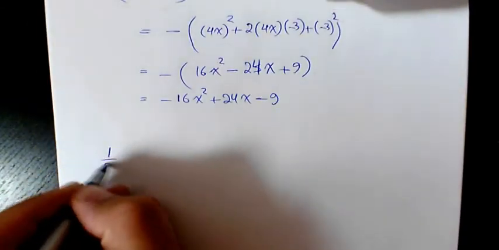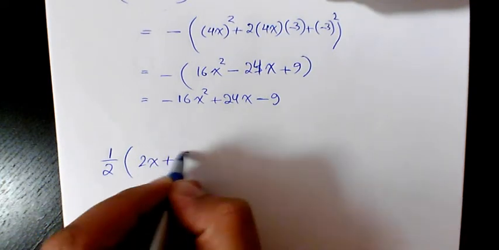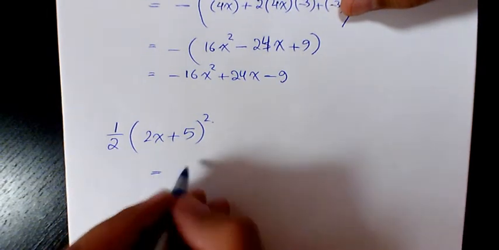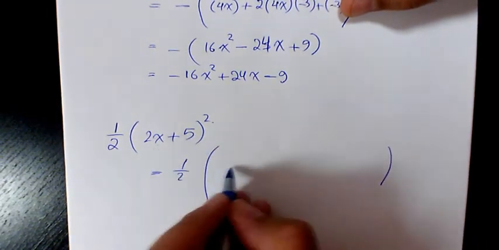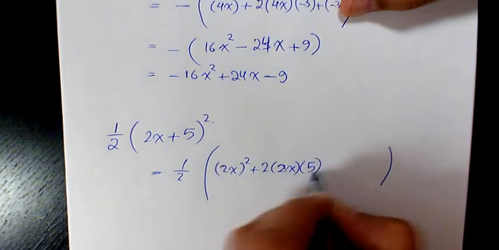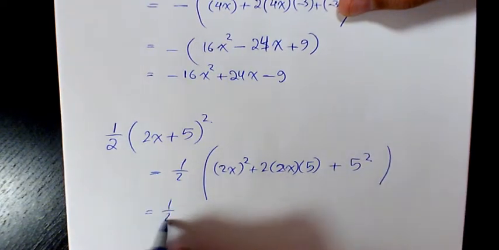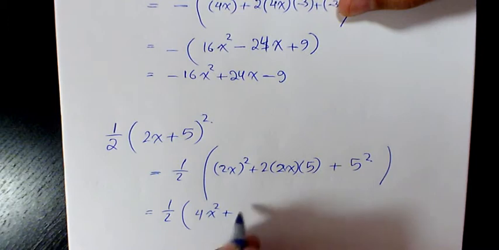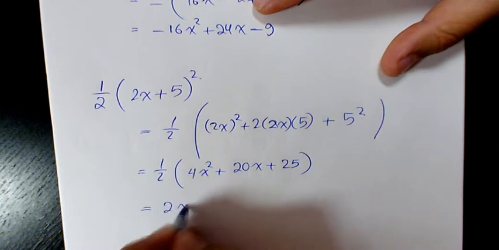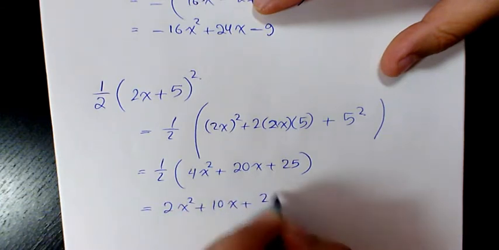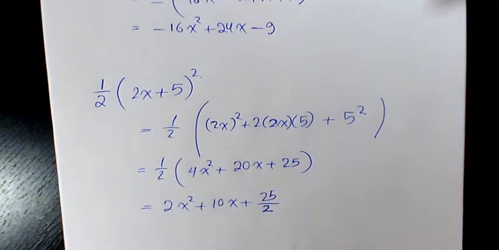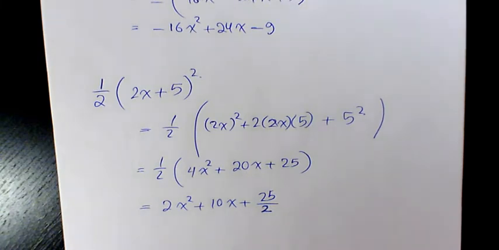Another example. 1 over 2 times (2x plus 5) to the power of 2. In this case, we have 1 over 2 in bracket (2x)^2 plus 2 times 2x times 5 plus 5 squared. So you have 1 over 2, 4x squared plus 20x plus 25. That's going to be 2x squared plus 10x plus 25 over 2, because we multiplied the whole expression by 1 over 2. So that's why we get 2x squared plus 10x plus 25 over 2.